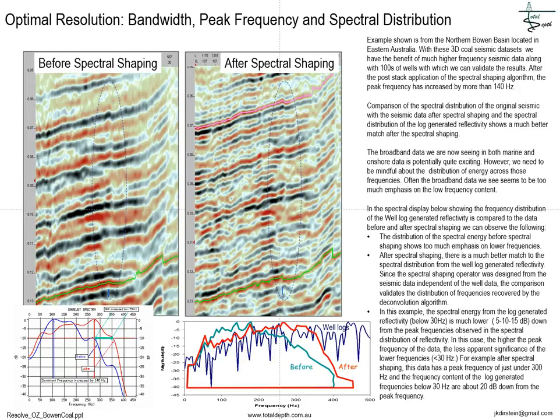Well, in this slide, we're going to take a look at some seismic data recorded over the Northern Bowen Basin coal mine before and after spectral shaping. On the left-hand side, you see the data before spectral shaping. On the right, we see the data after spectral shaping.